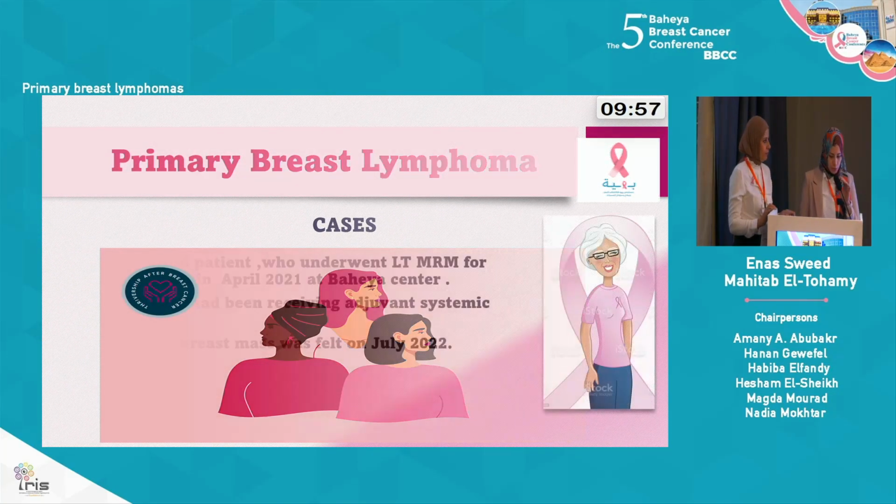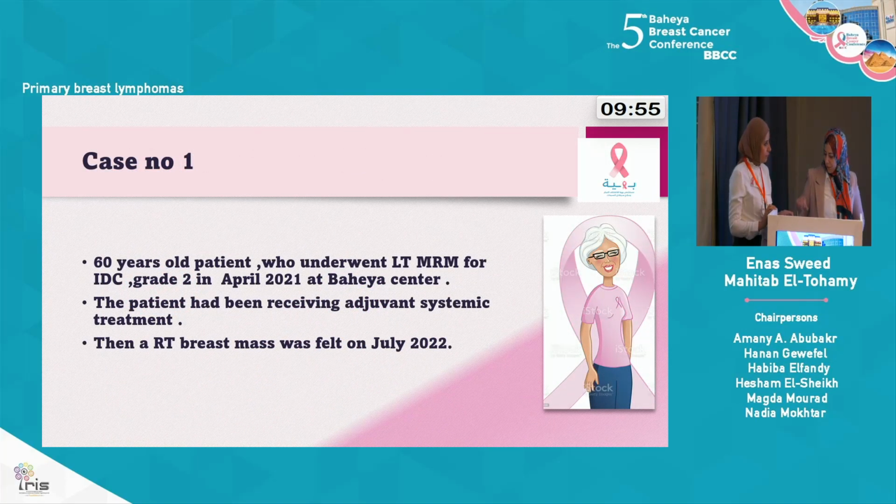Herein we present 4 of our interesting cases diagnosed at Baheya this year. The first case was a 60-year-old patient who underwent left modified radical mastectomy for invasive duct carcinoma grade 2 in April 2021 at Baheya Center. The patient had been receiving her adjuvant systemic treatment. Then a right breast mass was felt during her follow-up period in July 2022.